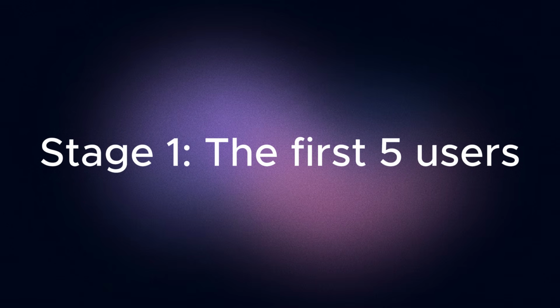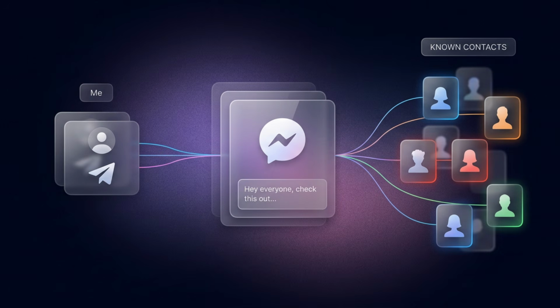Stage 1. Getting your first 5 users. Your first users are not going to come from content. They're not going to come from SEO. They're going to come from you personally reaching out to people who already know you and trust you. That's it. That's the whole model at this stage.